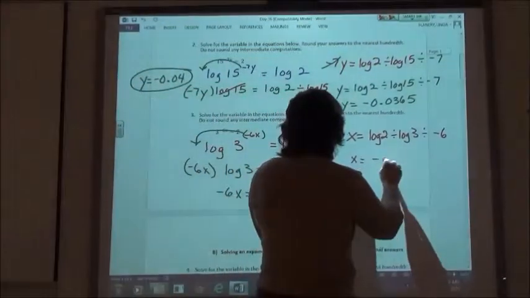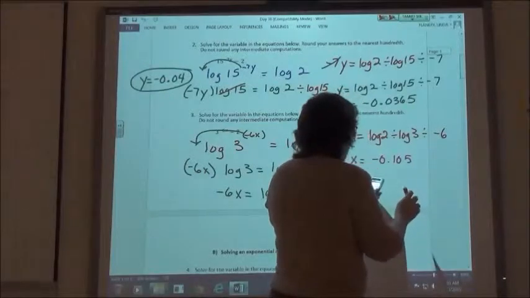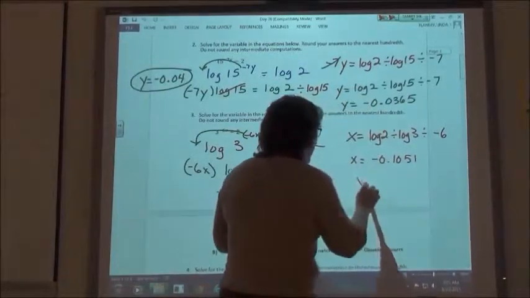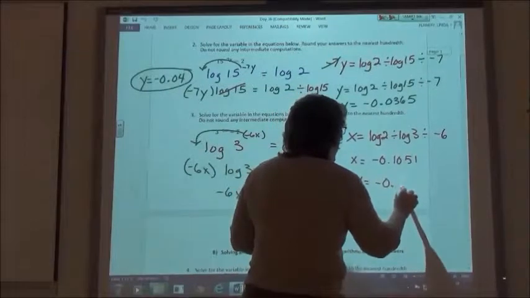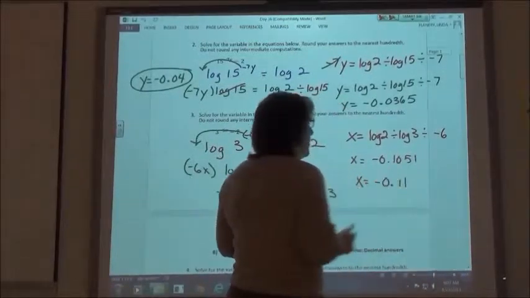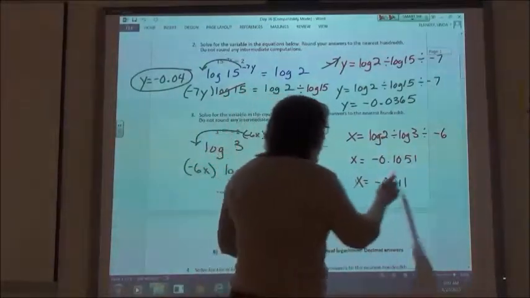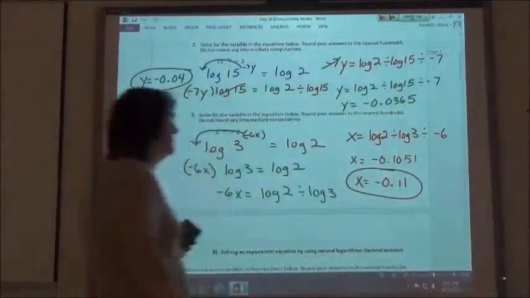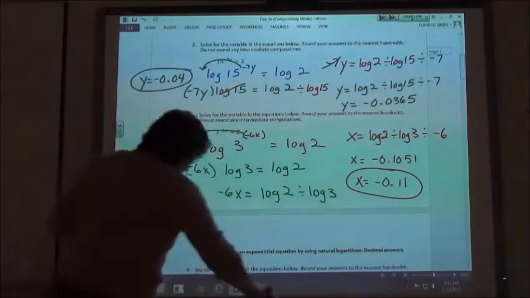What did you get? Negative 0.105, so which will be negative 0.11. Oh, you're right, because the 5 rounded that one up, so it's negative 0.11. All right.